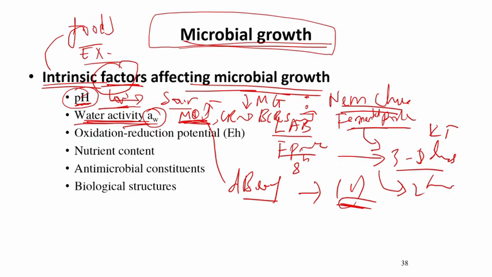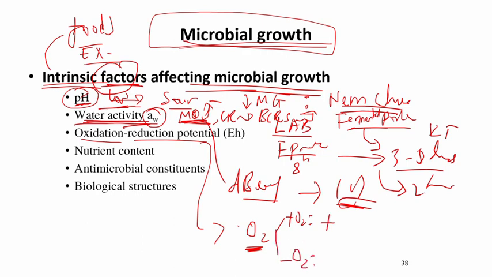Right, and the third intrinsic factor is oxidation reduction potential. Thế oxy hóa khử, oxidation reduction potential, is determined by the presence of oxygen. If you have a lot of oxygen, then you have high potential. If you have no oxygen, you have low potential. And in the high condition, you give favorable conditions for aerobic bacteria or aerobic microorganisms to grow.